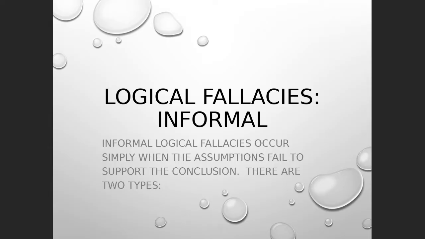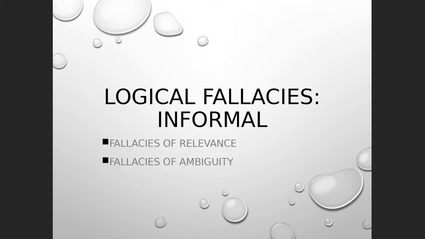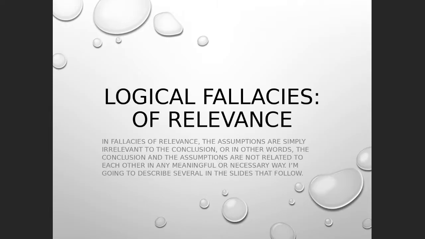Now we're moving on to informal logical fallacies. They occur when the assumptions fail to support the conclusion in a very general sense. And there are two types: fallacies of relevance and fallacies of ambiguity. In the fallacies of relevance, the assumptions are just completely irrelevant to the conclusion. Or in other words, the conclusion and the assumptions are not related to each other in any meaningful or necessary way. I'm going to describe several in the following slides.